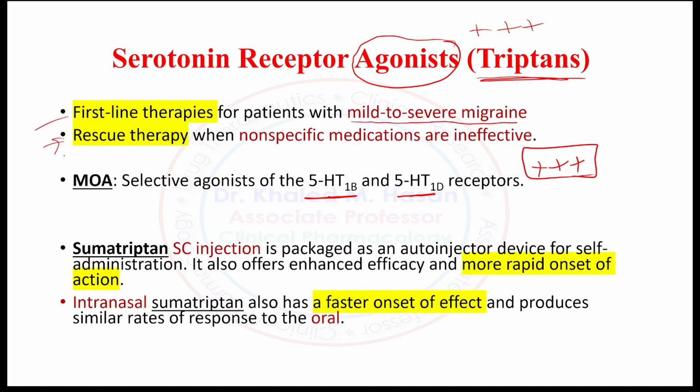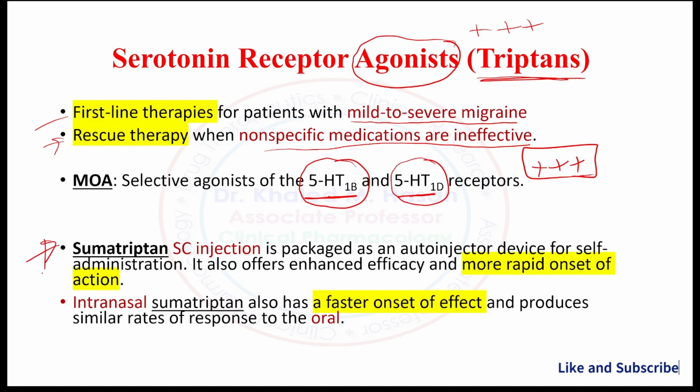Could be rescue therapy when non-specific medications are ineffective. For example, you prescribe acetaminophen, you prescribe acetaminophen, caffeine, and aspirin, and this medication is ineffective. Then we can switch to the triptan. We have the prototype. So the mechanism of action: stimulate 1B and 1D serotonin receptor. The prototype medication, the first medication in this group, sumatriptan, subcutaneous. This medication is given as subcutaneous injection, number one. This medication is available intranasal, sumatriptan. Then this medication is available oral.